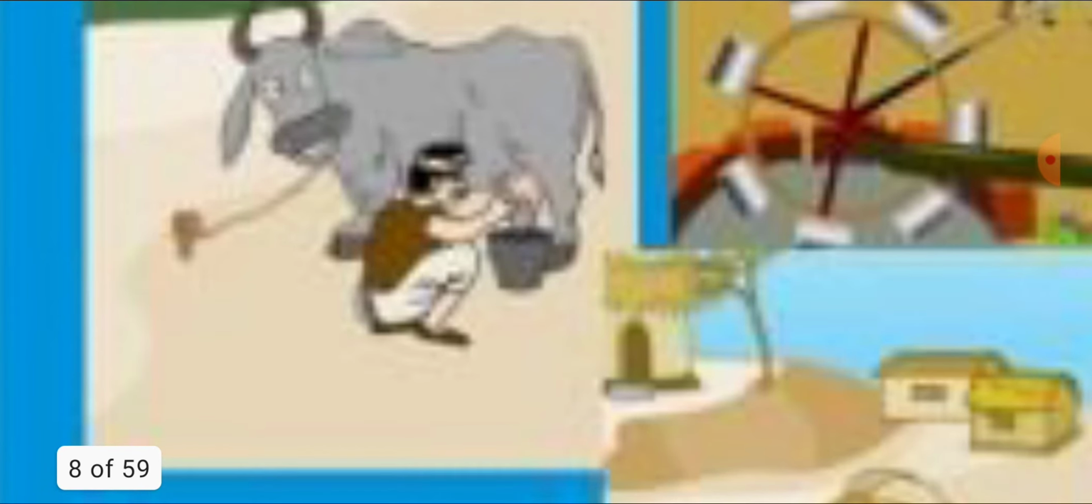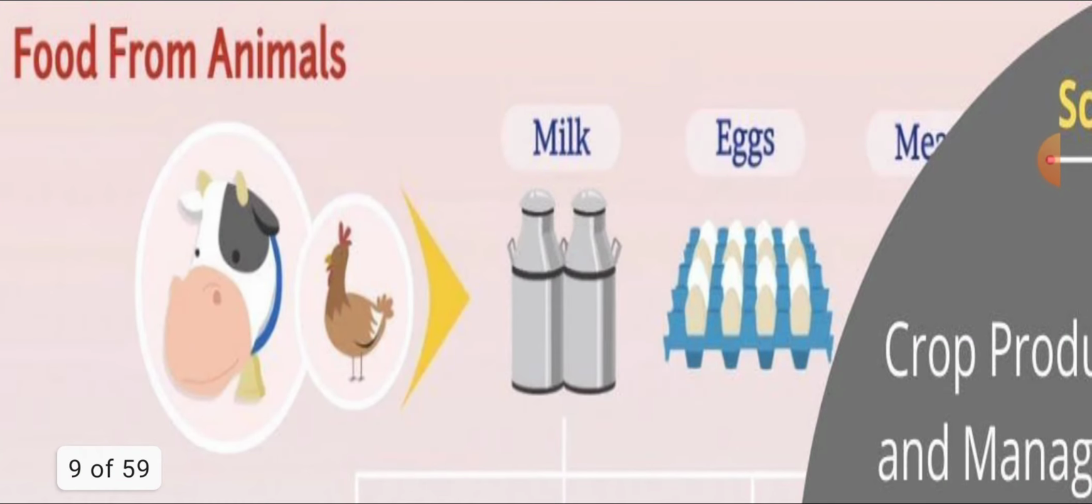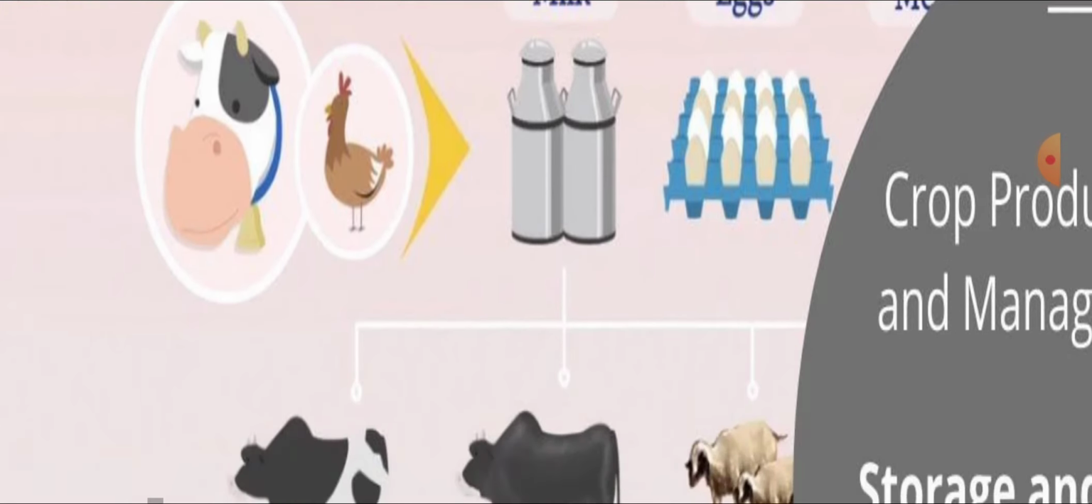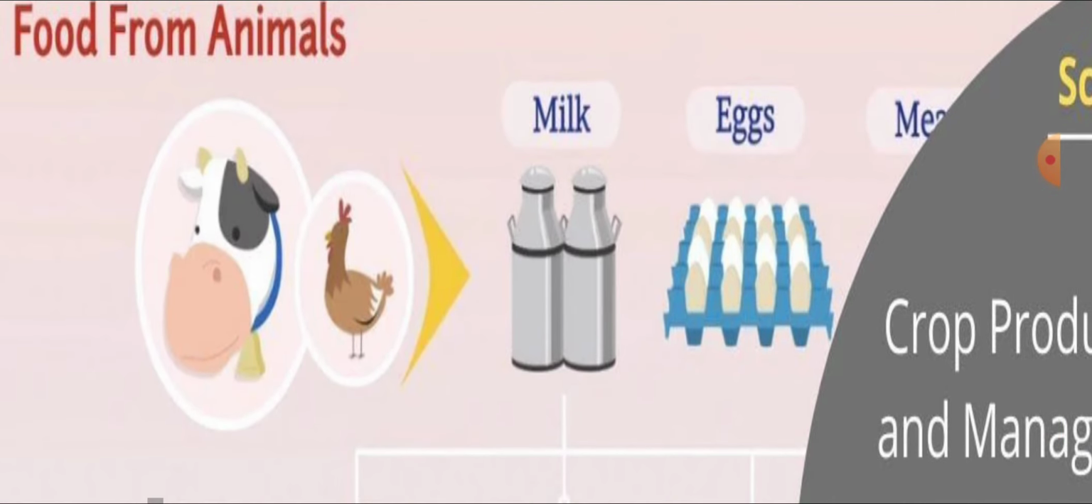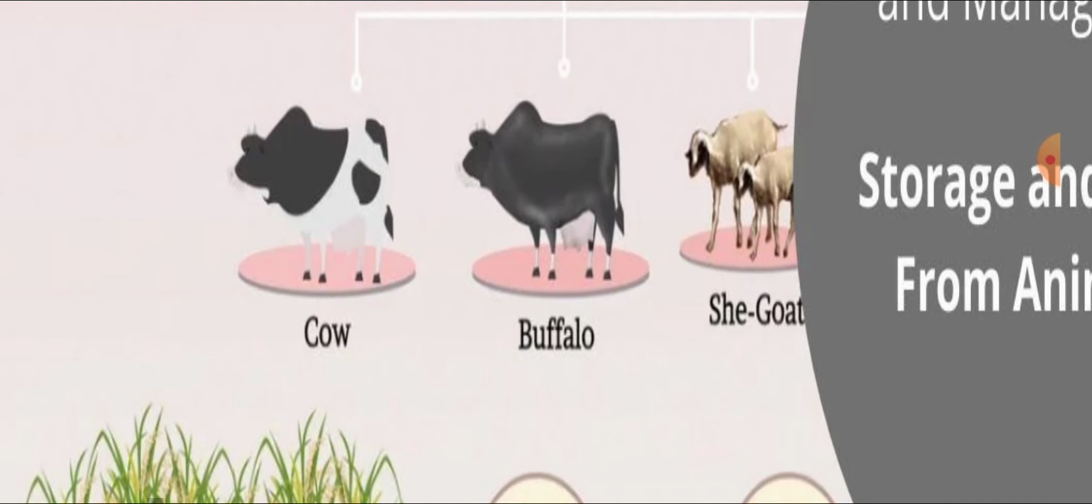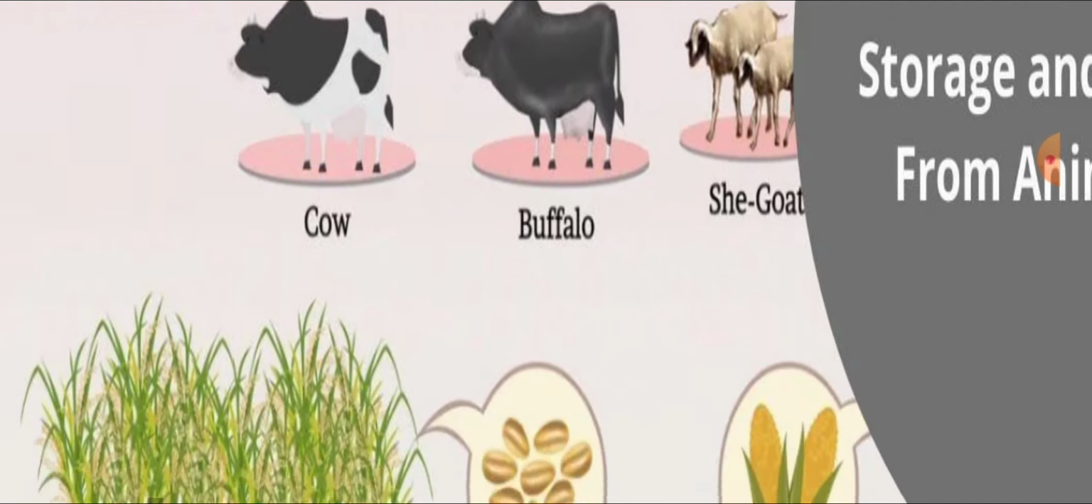Here the picture shows mulching, irrigation method, storage, and rearing or domestication of animals done along with the agriculture. Food from animals: how the agriculture is concerned with animals. From the animals we get milk, eggs, and meat, from the cows and buffaloes. They eat the wheat and maize. This way they are all concerned with more crop production.